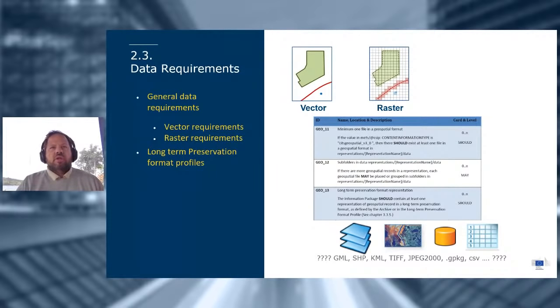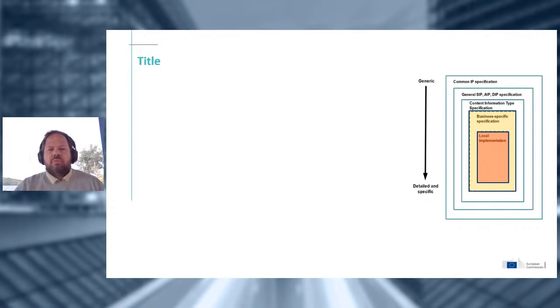But this is still very general, and there are specific requirements that apply only to certain formats and certain types of geospatial records. Like the difference is, if you have an image, there are different requirements than if you have a vector geospatial record. So that's why we introduced a new concept, which is called a long-term preservation format profile, which is actually a profile that defines specific validation elements for the specific format. And you will see more about this in the appendixes, where we actually helped you by providing two examples of how this long-term preservation formats look like.